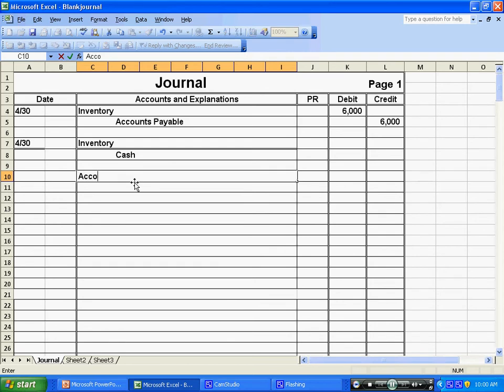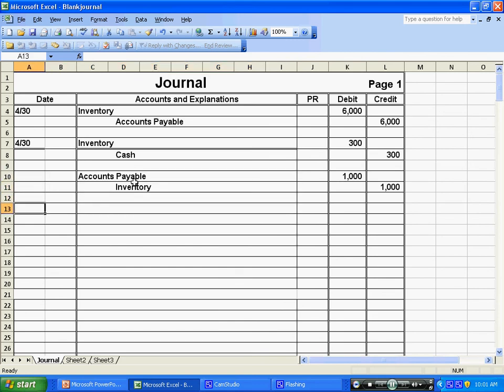$300 in cash. Next, they're going to return $1,000 worth of unsuitable goods. How do you do that? You simply debit the payable for $1,000. You credit the inventory for $1,000. Inventory is going down. The accounts payable is going down. So we'll update our ledger accounts. Inventory now has a balance of $5,300. Accounts payable has a balance of $5,000. Okay? Got that right.